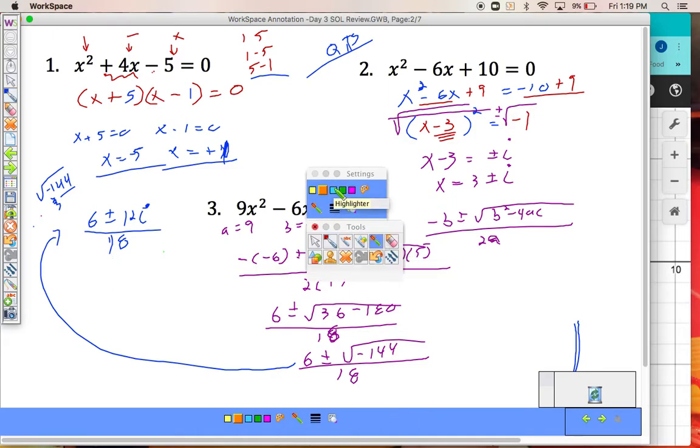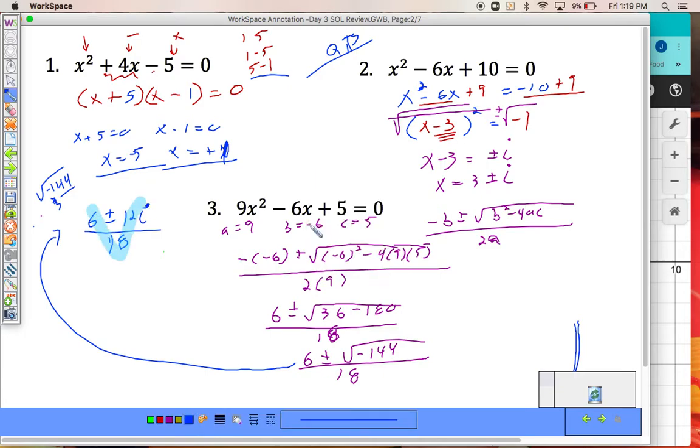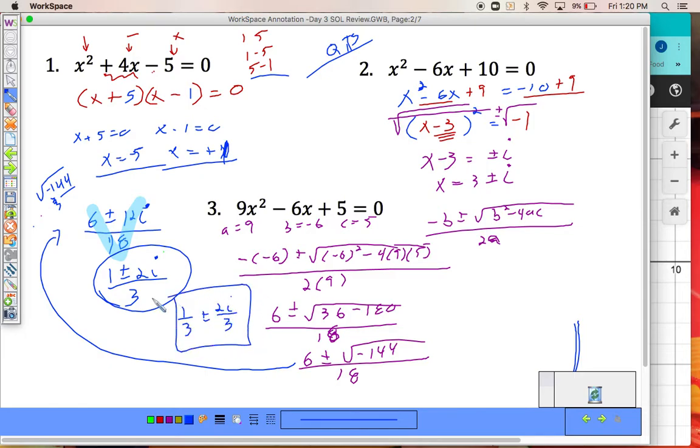Looking at this, these 3 numbers I can factor a 6 out of. So I get 1 plus or minus 2i over 3. That's the answer I like. They may write it as 1/3 plus or minus 2i over 3. That's also acceptable, but I would prefer it like the circled. So there's no reason to take it apart, but if you see it the other way, we need to be able to do that.